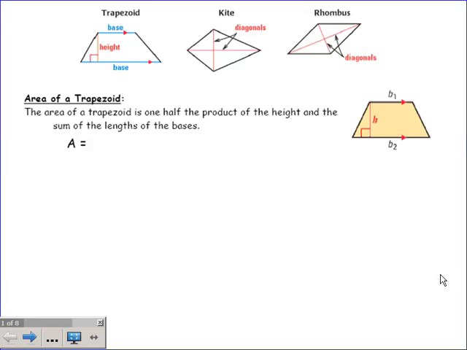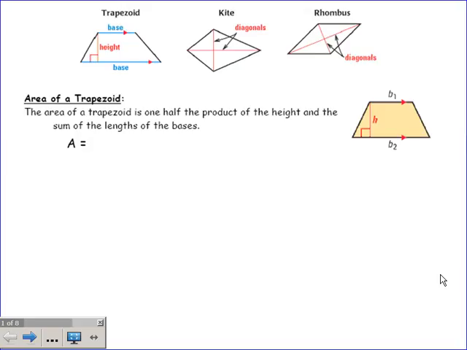Okay? So trapezoid is trapezoids. Kite is kites. Rhombus turns into rhombi. Kind of like cactus and cacti. Same concept there. It's the pluralization of a noun that ends in S, which has a vowel right before it.